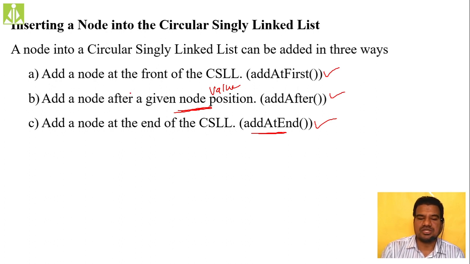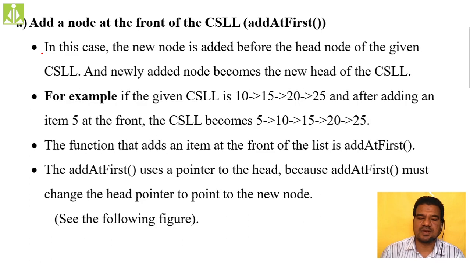So let us quickly see the first one, adding a node at the front of the circular singly linked list. Who will do this job for us? The add at first function. We are going to define a function named add at first, and that function is responsible for adding a new node at the front of the circular singly linked list.